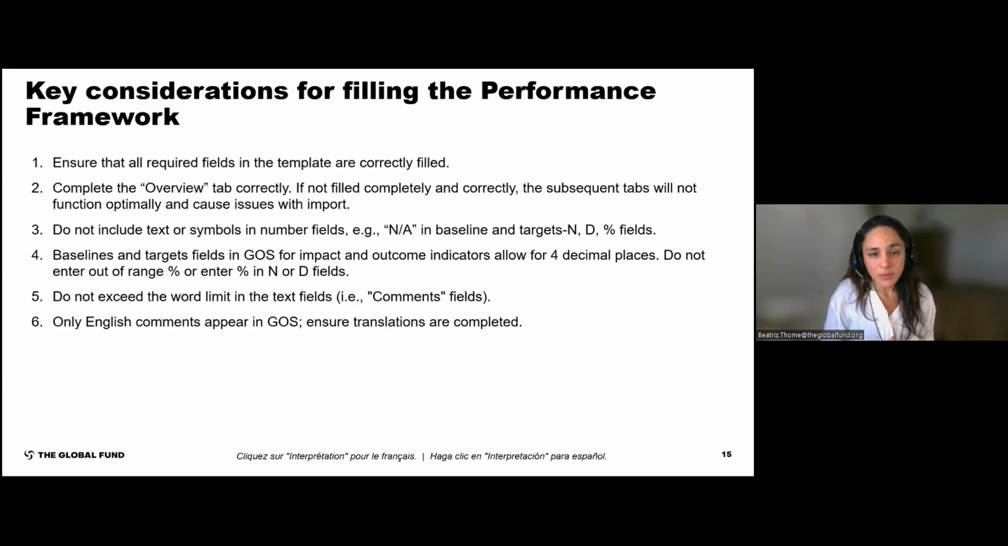Again, do not include text or symbols when it's a number field, or NA in the baseline and target number fields. There's a specific column in which you can add that baseline is not available, but please do not add text to the number fields. We're going to look in the next slide in terms of the decimals. There have been a few decimal changes in the file itself. But please know that baseline and target fields in GOS for both impact and outcome indicators will allow for 4 decimal places. We think that's more than enough room. So please try to stick to this range.